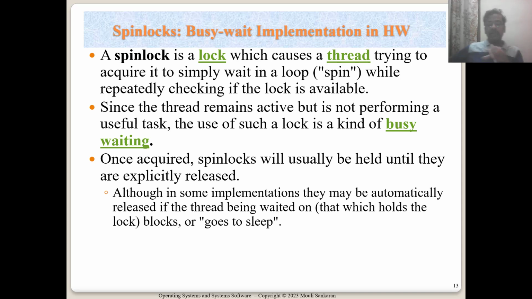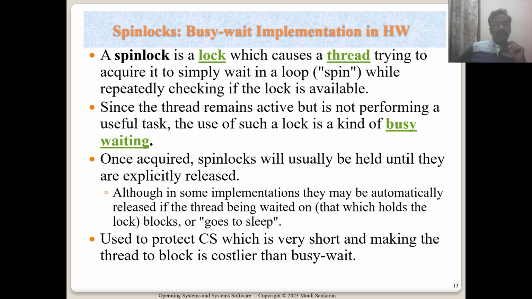Once acquired, spin locks will usually be held until they are explicitly released, although in some implementations they may be automatically released if the thread being waited on blocks or goes to sleep. So this is one more way of handling the case where somebody acquires a spin lock and then goes to sleep: the OS has an implementation such that it can be released immediately, because anyway it is blocked and sleeping. Spin lock is meant only for a short duration of protecting some data. Accidental release is similar to a process dying while holding the semaphore. So the spin lock is acquired, but the process goes to sleep, then the OS will take care of releasing it automatically. So that's the spin lock.